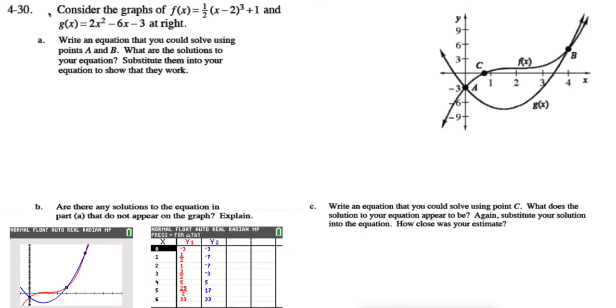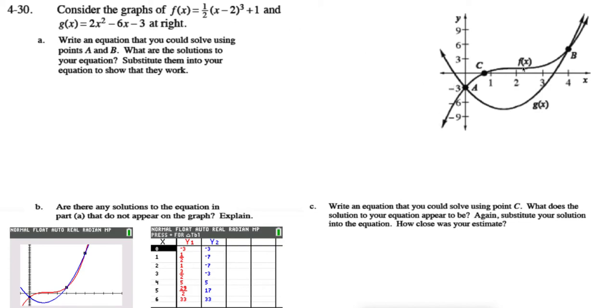Problem 4-30. Consider the graphs of f of x equals 1/2 times the quantity of x minus 2 to the third power plus 1 and g of x equals 2x squared minus 6x minus 3 at right.